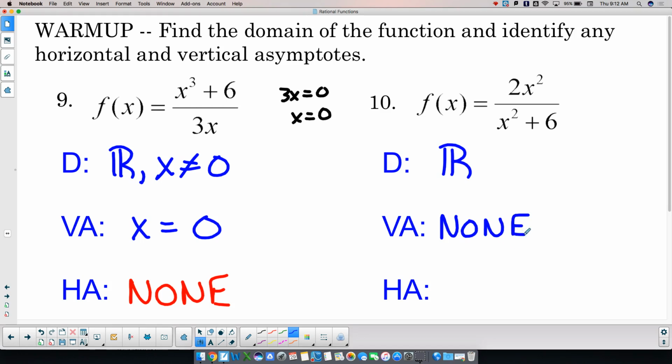Okay? Top bigger, bottom bigger, same. Same. Okay? So, what's my horizontal asymptote? Y equals 2.